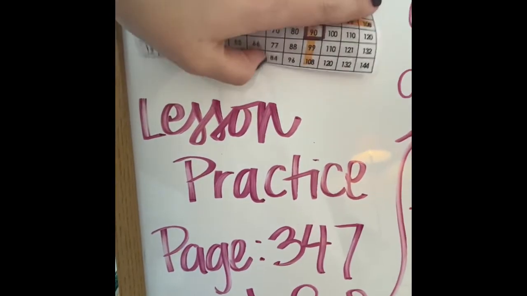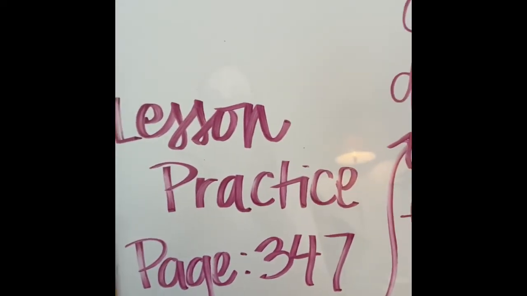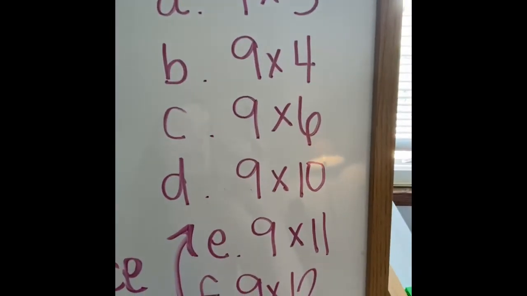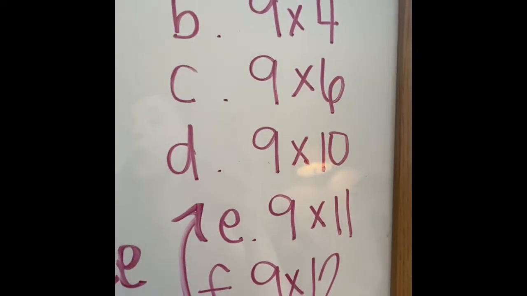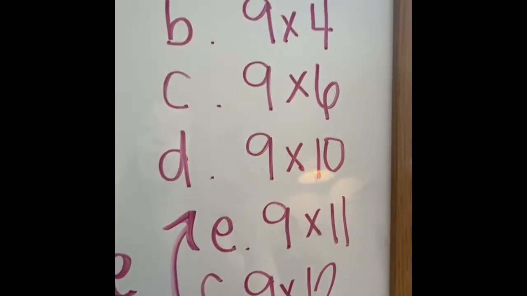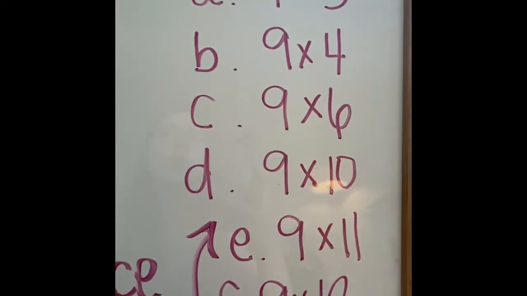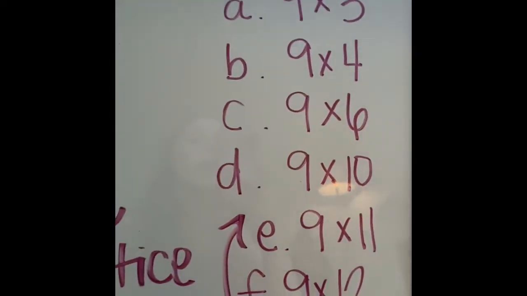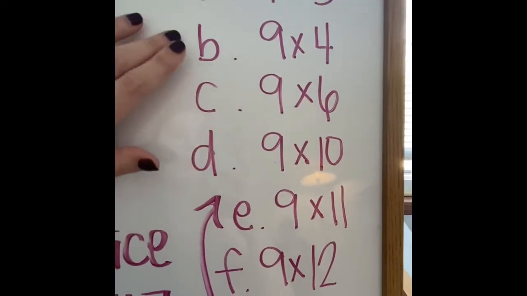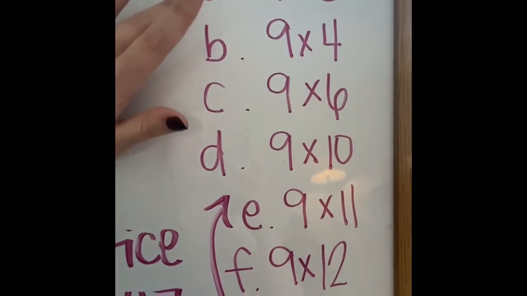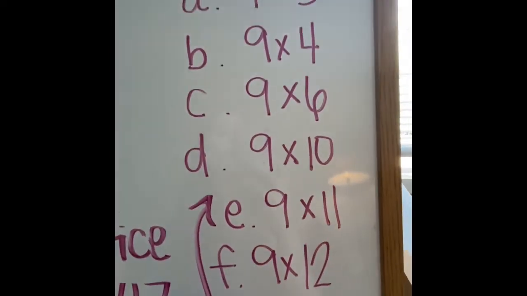But I do want to work on lesson practice, which is on page 347. We are going to do these facts right here. And you can do a couple things to help you solve. You can either look at your multiplication chart. You might be able to use that finger strategy, or you might even be able to skip count. You could skip count here. This one might be a little challenging, but whatever you want to use as a strategy, you can.